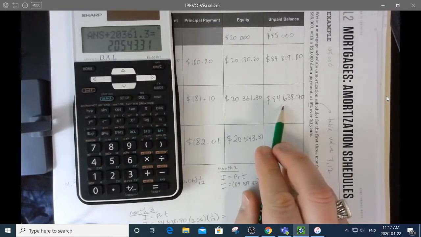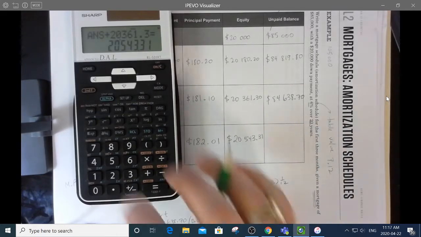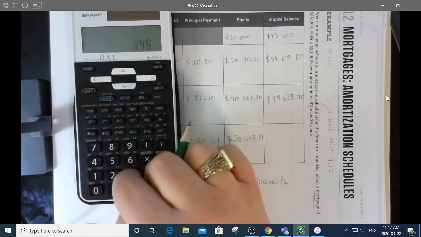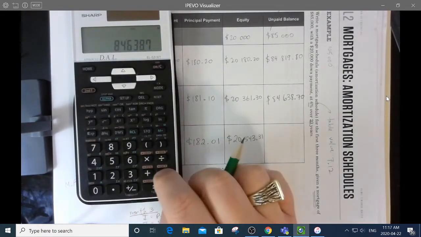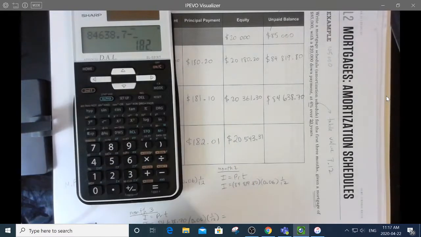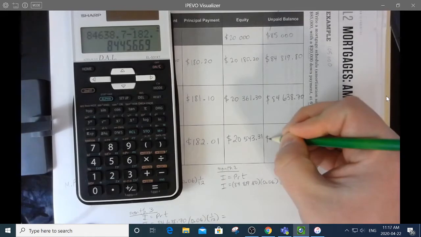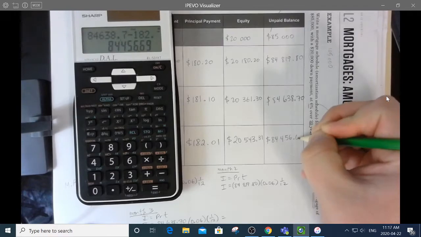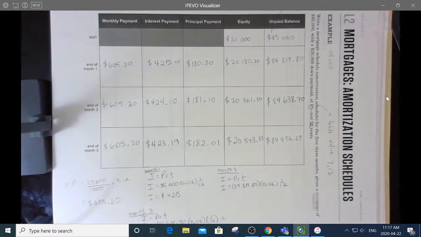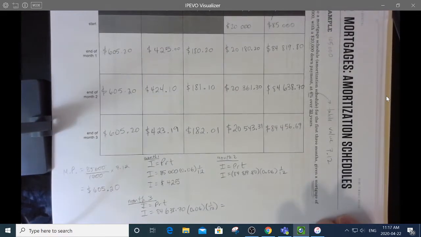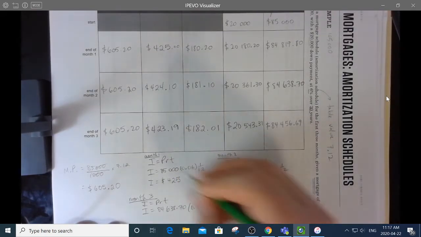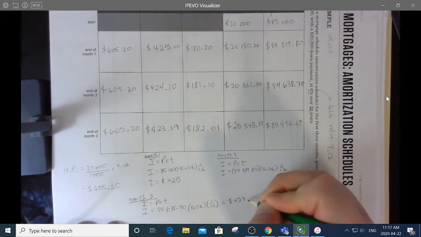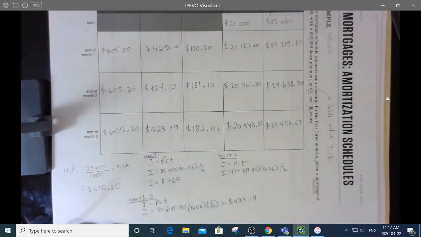How much do I still owe the bank in terms of the principal is this minus that. So I'm going to go $84,638.70 minus $182.01. And there we go. $84,456.69. And that's 3 months of a mortgage table. Oh, I guess I didn't write this answer down. I should have done that. Sorry, $423.19. So that's the first 3 months of a mortgage table.